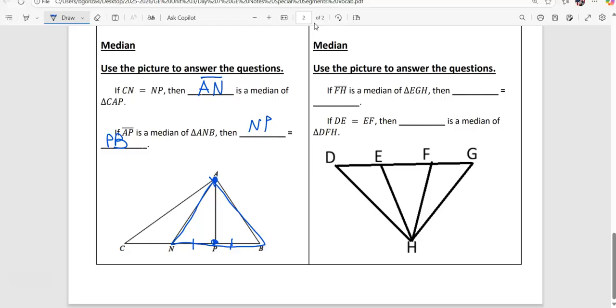All right, ready? All right. So, my friends, my family. If FH is a median, then that means F is a midpoint. That means that these two next to it are the same, EF and FG. Okay? And if DE is equal to EF, then that makes this a midpoint. So that means EH is the median.